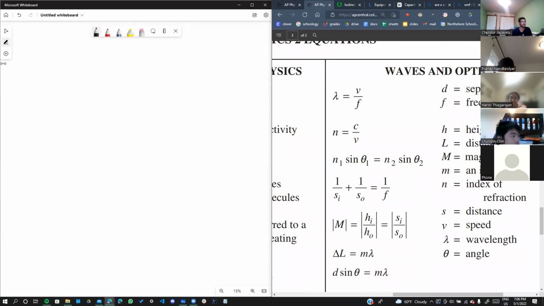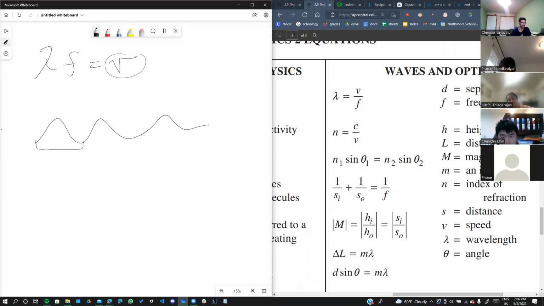Oh okay, so here's the next thing. Lambda times frequency equals velocity of a wave. If you have a wave with a wavelength multiplied by frequency, frequency refers to how often it oscillates. The more often it oscillates, the faster the wave seems to go. The slower it oscillates, the smaller the frequency, and there are fewer waves traversing per second, so the velocity would decrease. So I think that's that equation.